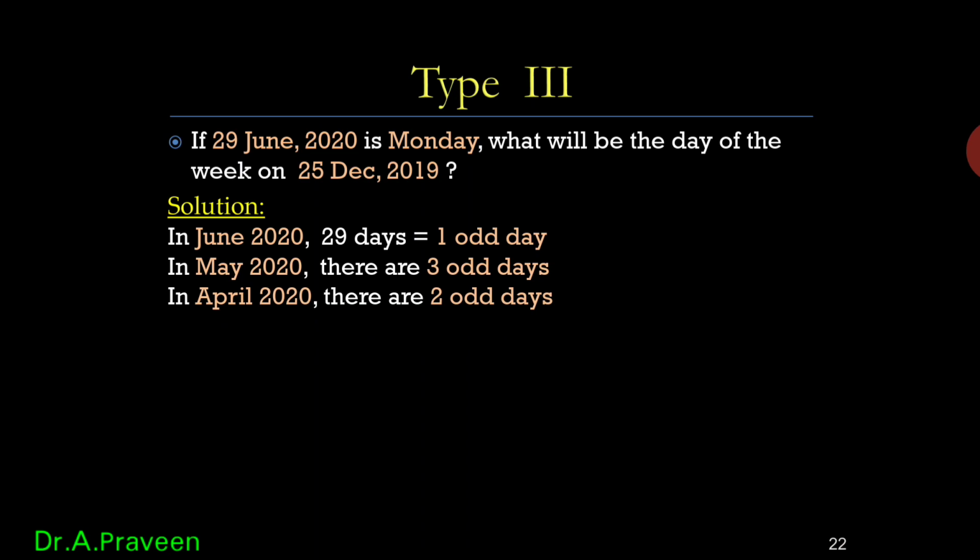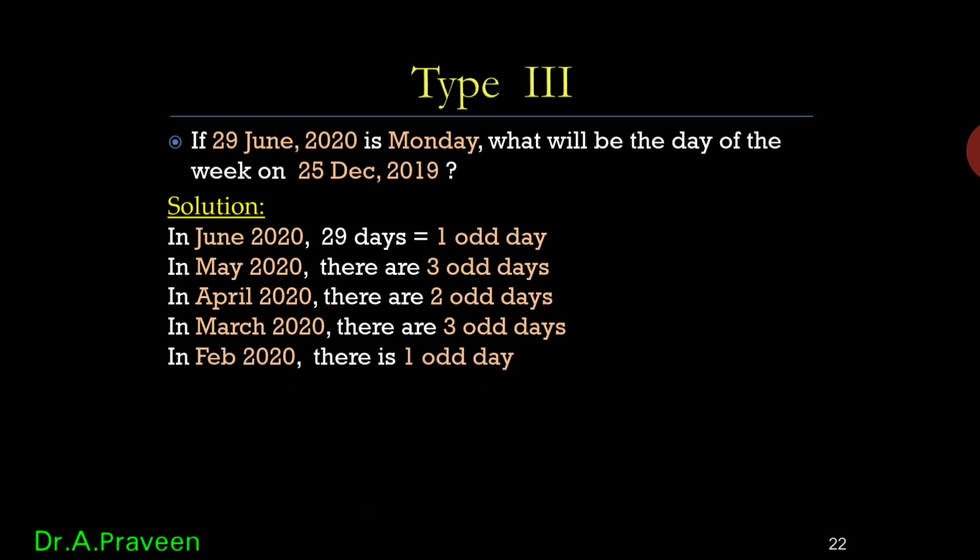We move back. April 2020, there are 2 odd days. March 2020, there are 3 odd days. And February 2020: 2020 is a leap year, so the month of February will have 29 days. So we put 1 odd day, because 29 divided by 7, the remainder is 1. We move back to the previous month. In January 2020, there are 3 odd days, because January is a month with 31 days.